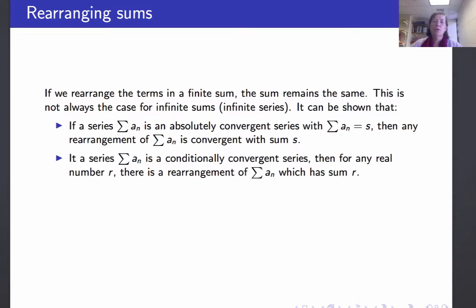It can be shown that if a series is absolutely convergent with some sum s, say, then any rearrangement of the terms of the series gives you a series which is convergent and also has sum s. So rearranging the terms of the series gives you the same sum if the series is absolutely convergent.